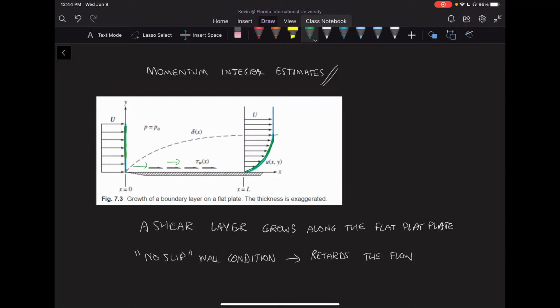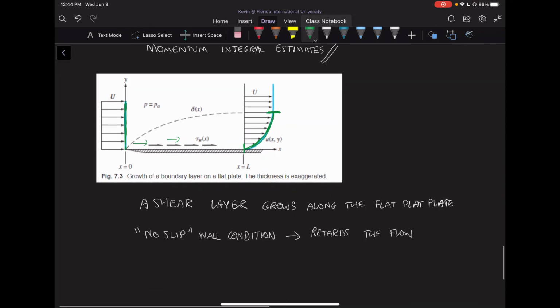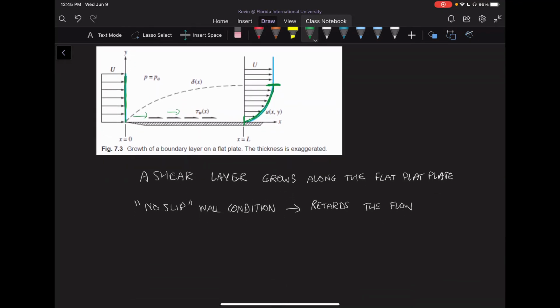So what we can say is that at this point here, at x is equal to L, we can define in this diagram U of x, y, so U is a function of x and y, because the local U changes with x because the boundary layer gets greater, and it also changes with y because the further away you go from the wall, the faster the local U.